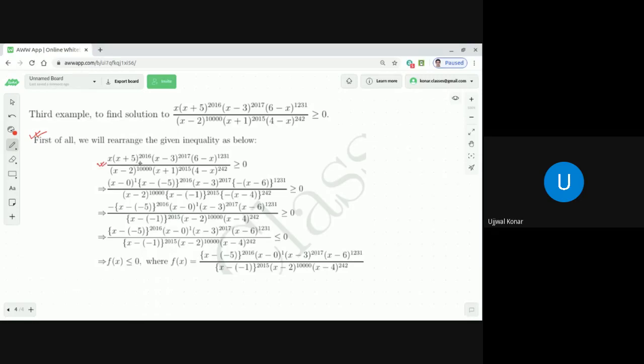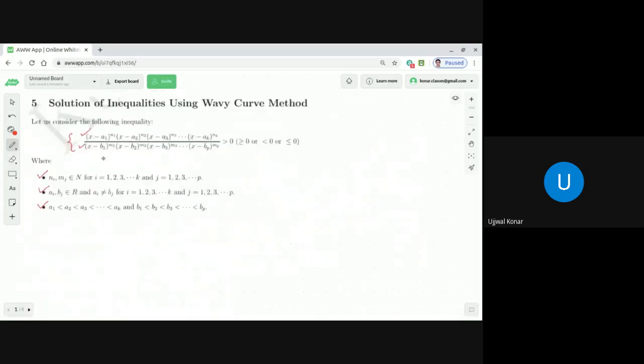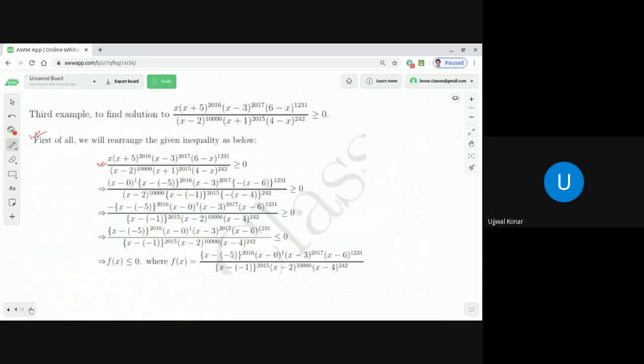Now, if you recall the theory, I can go back quickly, everything I need to express in terms of (x minus a1) power n1, (x minus a2) power n2, meaning x minus something. Correct, na? But if you look at this particular example, the first term in the numerator was x. So I wrote x minus 0. Correct, na, dear students? That's why I wrote x as (x minus 0) power 1. This one, dear students. Then (x plus 5) power 2016, that I wrote as (x minus of minus 5) power 2016.